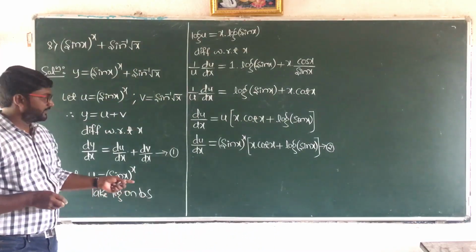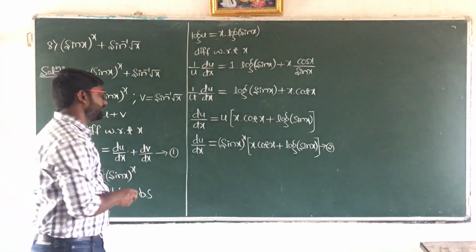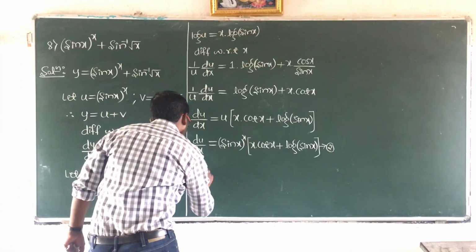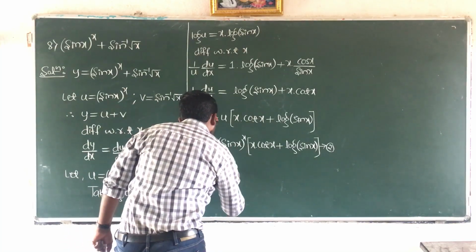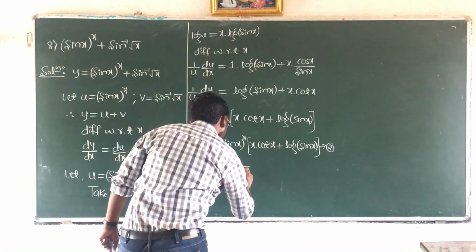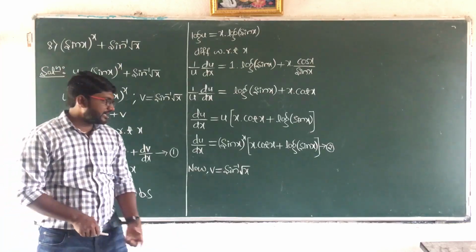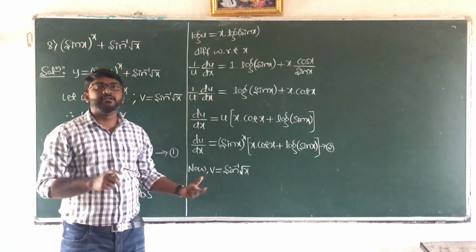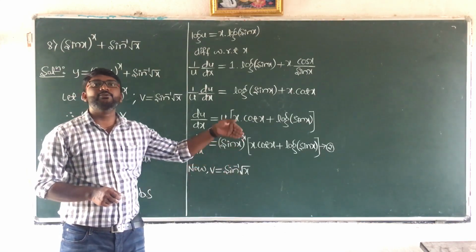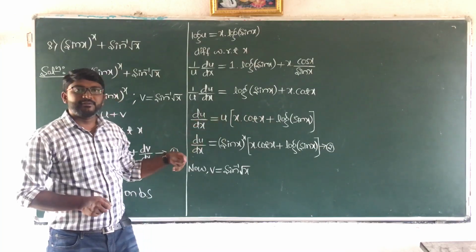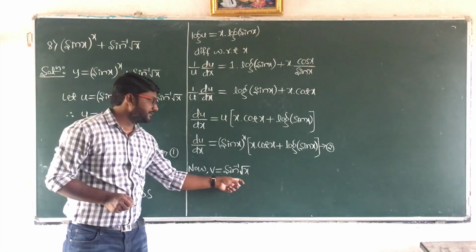Now we have to go for dv by dx. So in order to get this, let us consider this particular term. Now v which is equal to sin inverse root x. So now for this we don't have to take log on both sides. So we usually take log on both sides whenever it is function to the power function or multiplication of functions in the right hand side. So here we can differentiate this function directly.